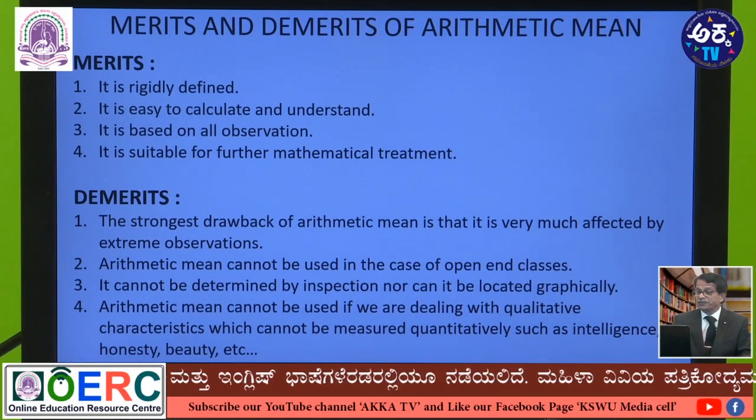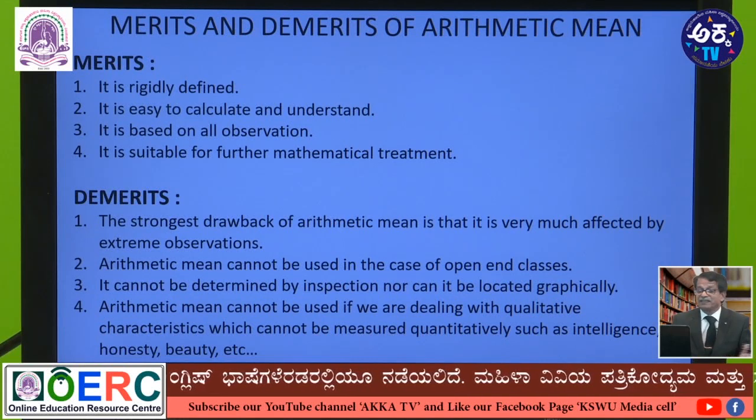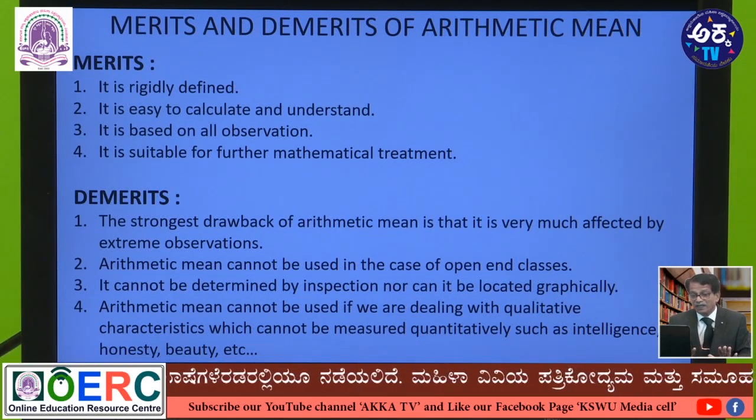So, which are the qualitative data? Qualitative data are something like intelligence, honesty, color, beauty.